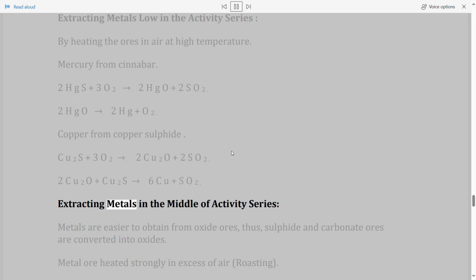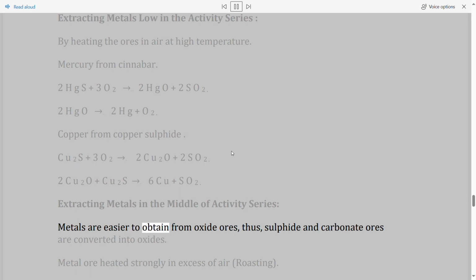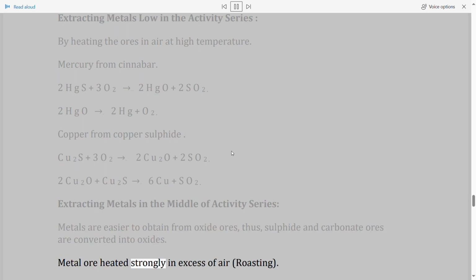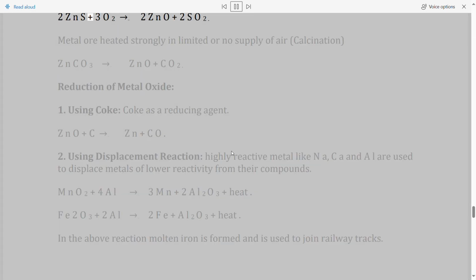Extracting metals in the middle of the activity series. Metals are easier to obtain from oxide ores, thus sulfide and carbonate ores are converted into oxides. Metal ore heated strongly in excess of air, roasting. 2ZnS + 3O2 gives 2ZnO + 2SO2. Metal ore heated strongly in limited or no supply of air, calcination. ZnCO3 gives ZnO + CO2.